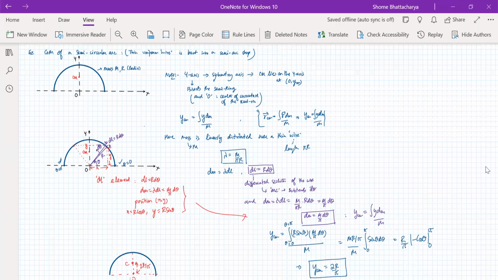Sir, do we have to remember the integration part? See, the integration part is the full derivation. You have to know the process, you have to know how to do it. You don't have to memorize the process steps. But the result is what you have to memorize. You have to remember directly that the center of mass of a semi-ring is at 2r by pi.